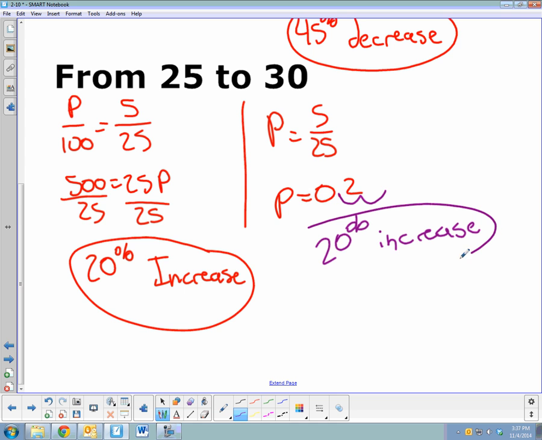It does not matter how you get there as long as you show your work. Communicate to me how you got that answer. Did you set it up the way on the left? Did you set it up the way on the right? How did you get to that final result? Either one will give you the right answer.